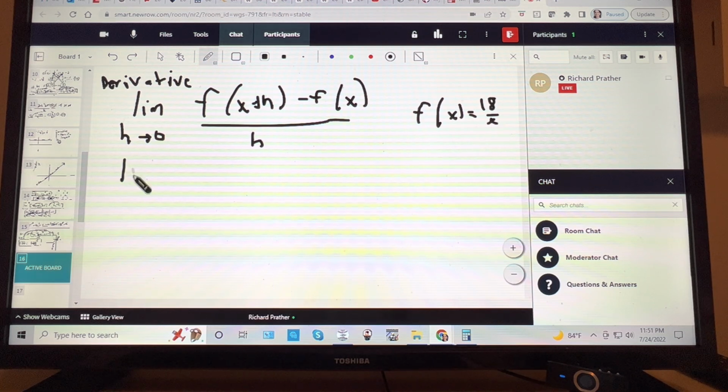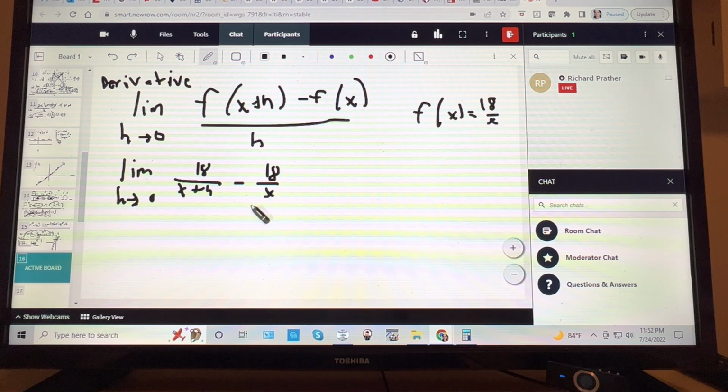So f of x plus h is a lot easier to do than it has been on the last few problems. Literally, you just put x plus h where this x is. 18 over x plus h, that's literally f of x plus h. There's nothing to simplify. Minus the original f of x is just 18 over x, literally, all over h. But we can't plug 0 in because the denominator would be 0.